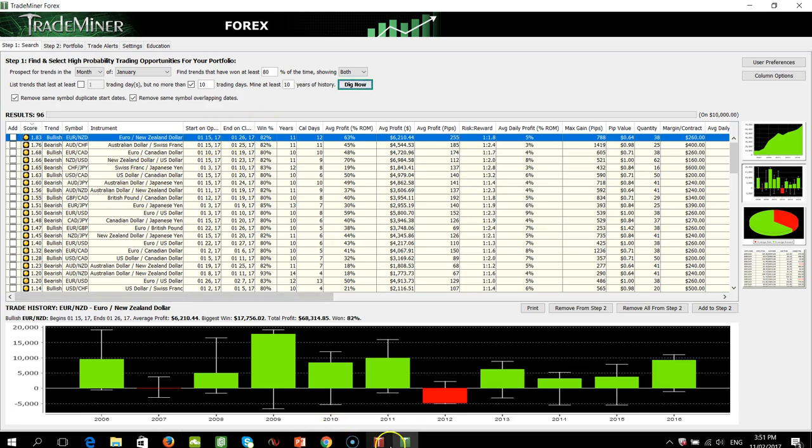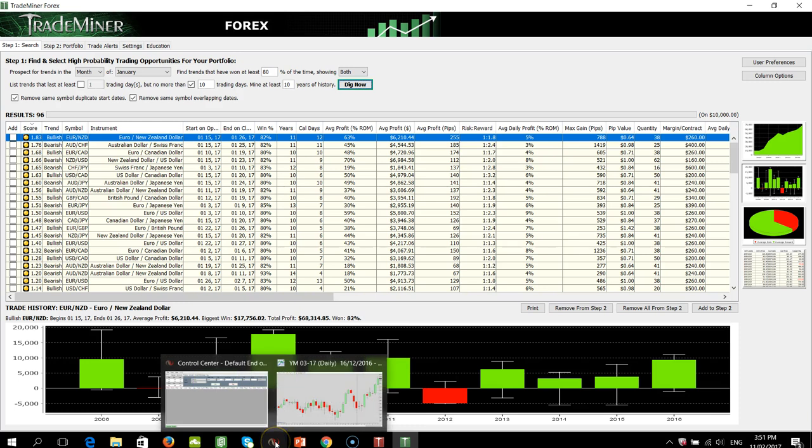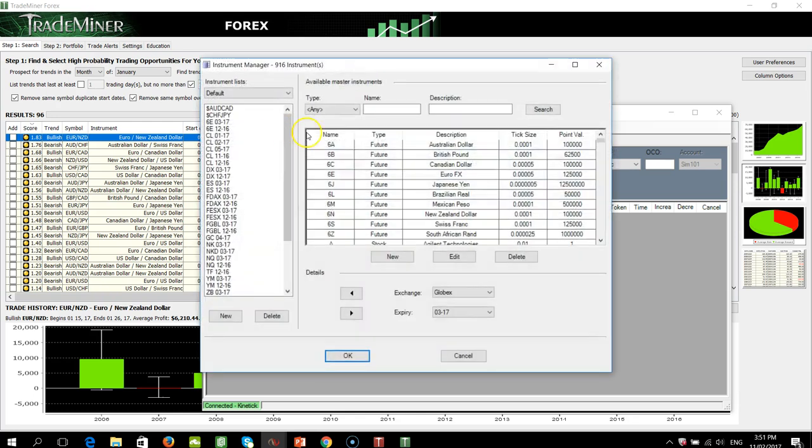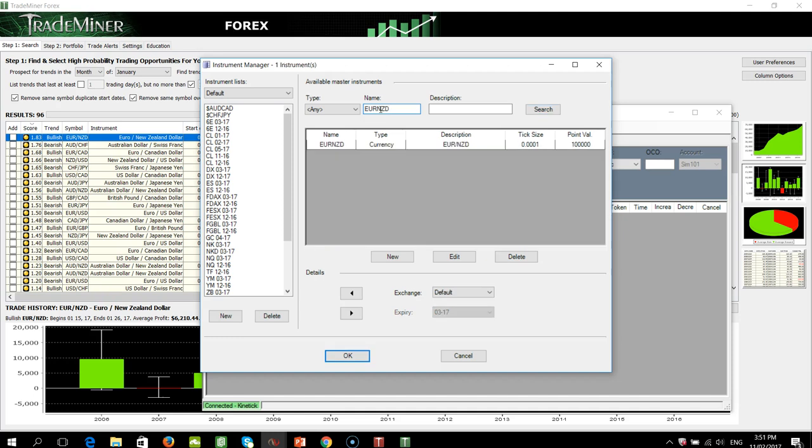Short on the 15th, cover it back on the 26th. Euro, New Zealand, EUR. So I don't have these there. Again, some of these are new. We'll take a look at a couple of these. Aussie dollar, Swiss franc. Aussie, Swissy. And Euro versus Canada.